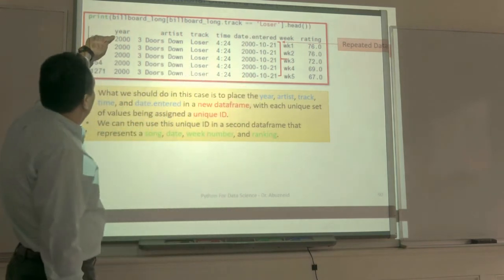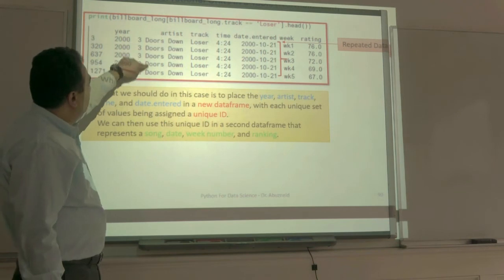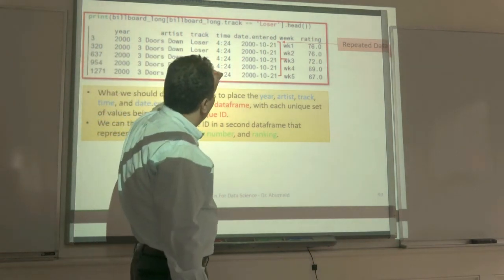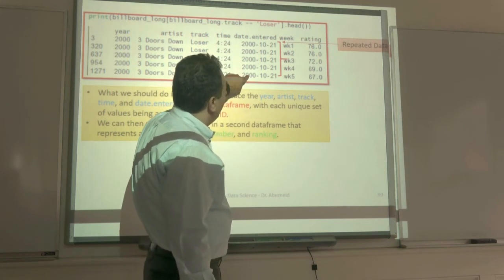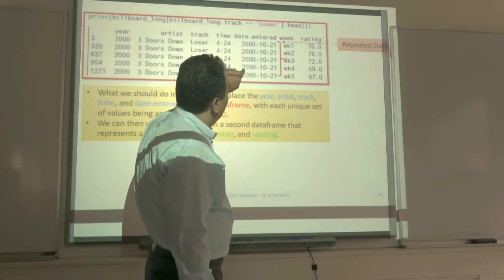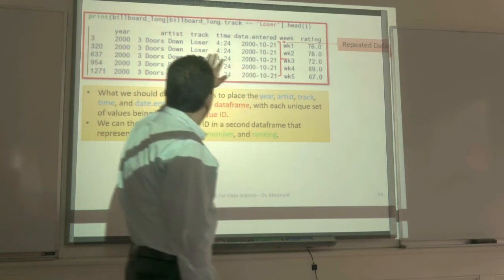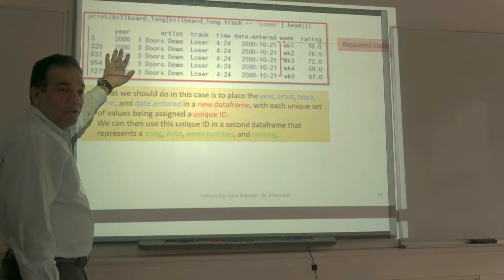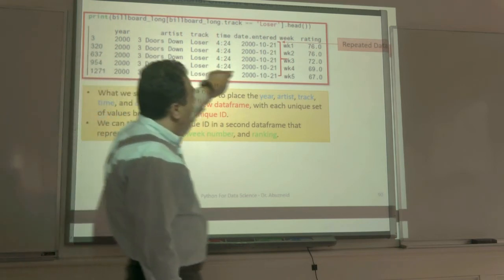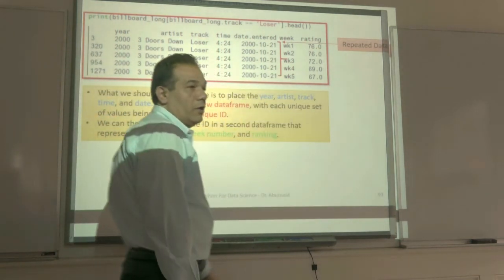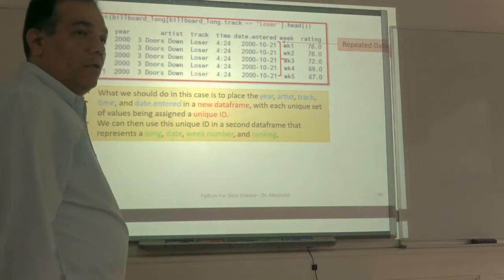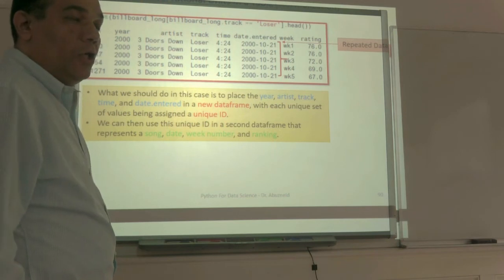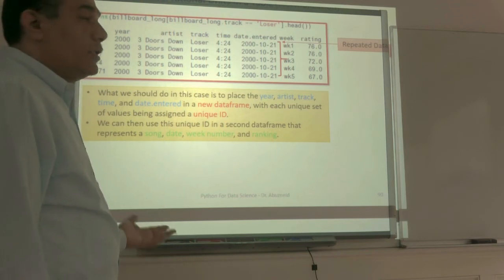So, year, artist, track, time, date entered, okay? All of this is repeated data. And then here we have 5 weeks and the rating for each week. So you'll have a huge file with a lot of repeated data.